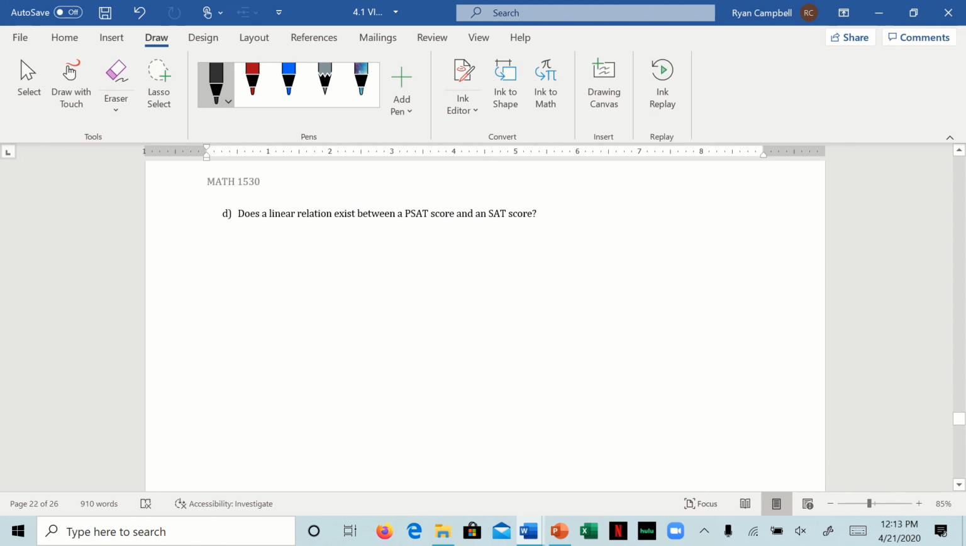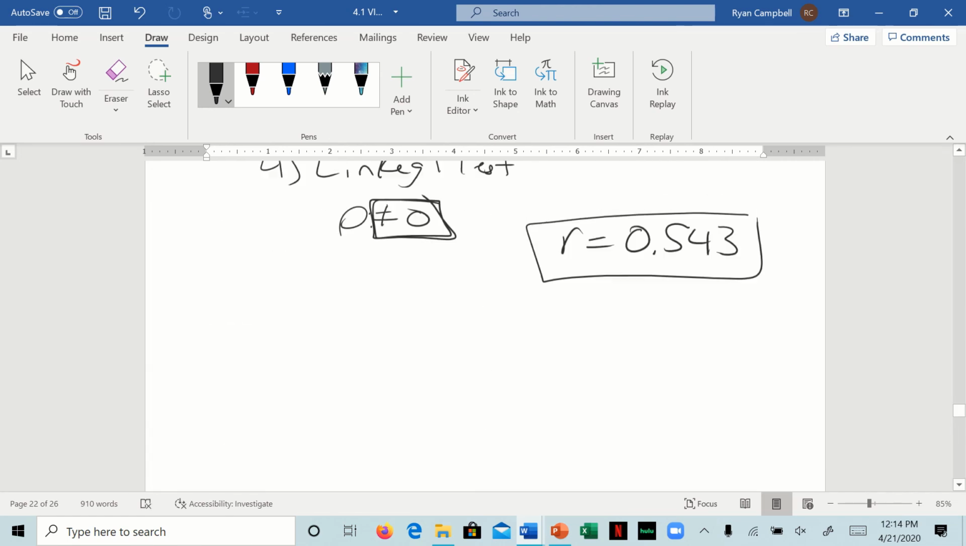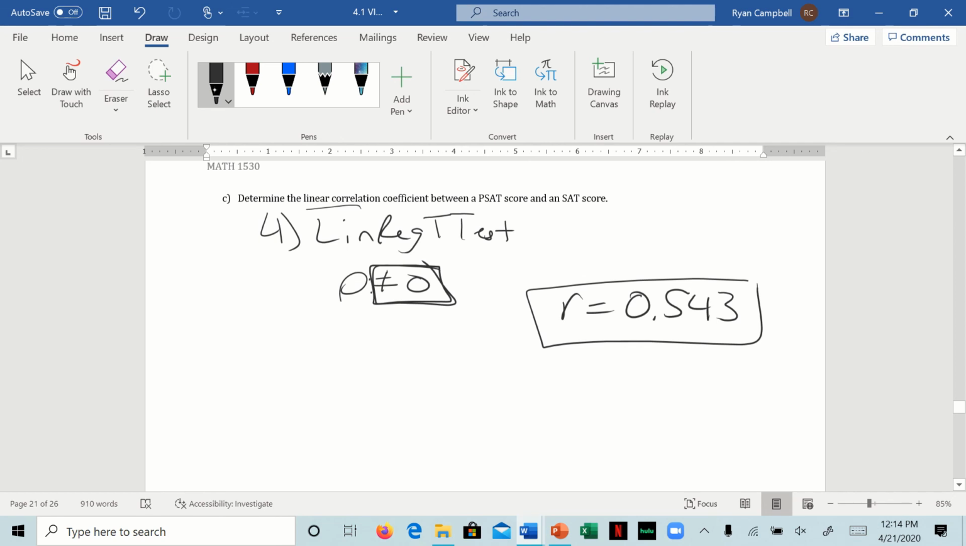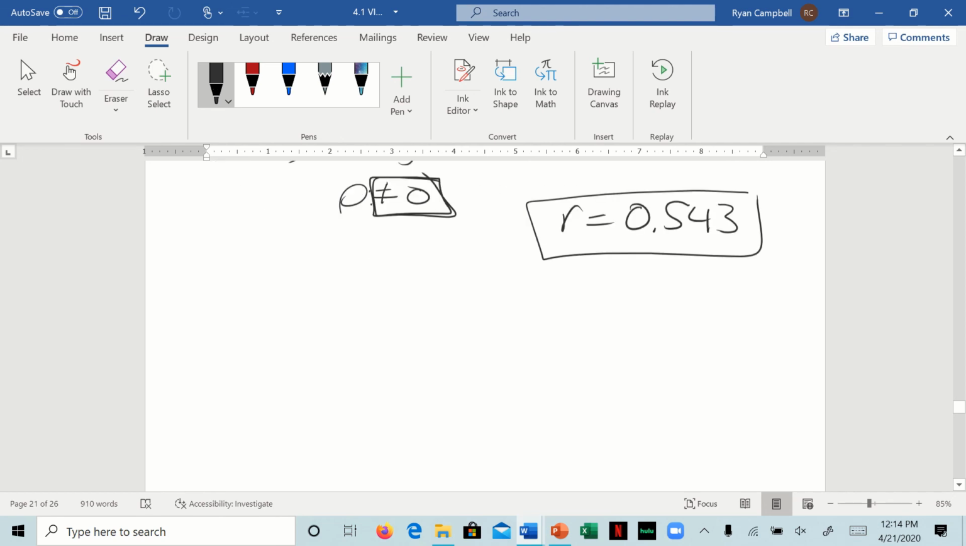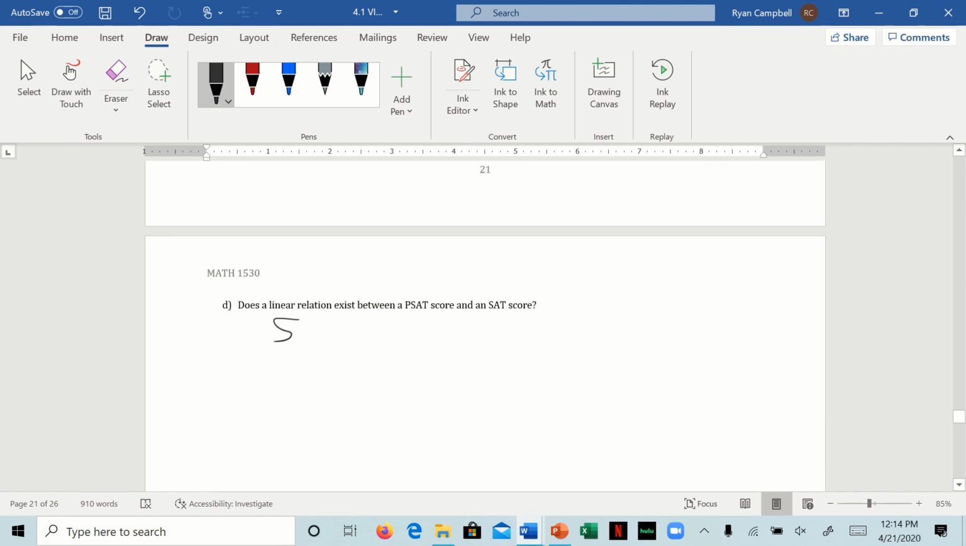Part D, is there a linear relationship between the two? Is there or is there not? Well, looking at this, 0.5 is pretty far away from 1. So probably not, but let's be sure. We've got to prove it using math. So looking at the p-value, we see the p-value is 0.1640.